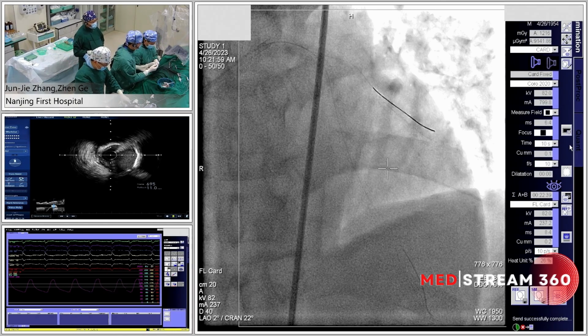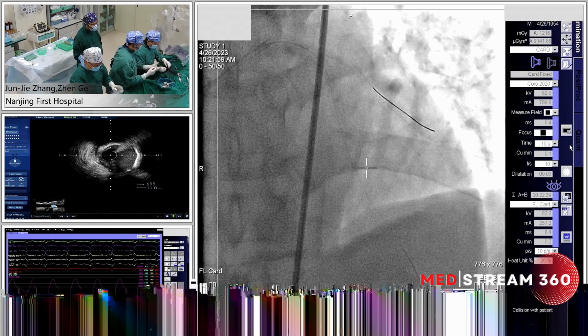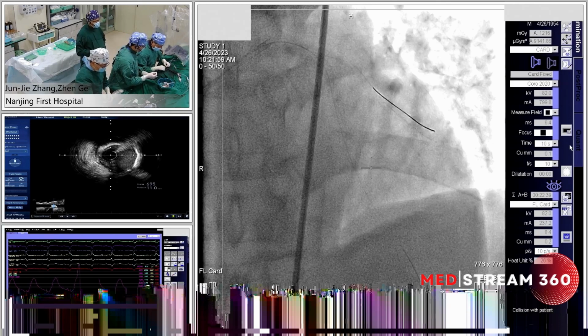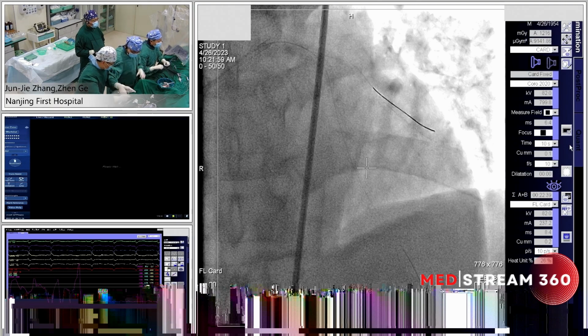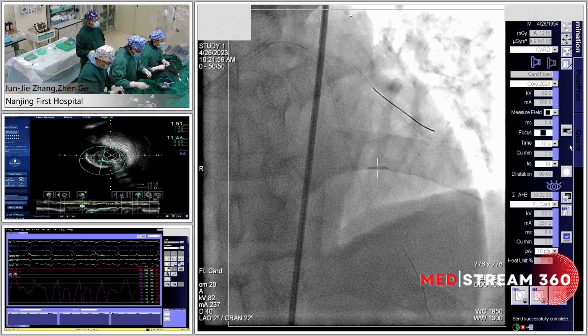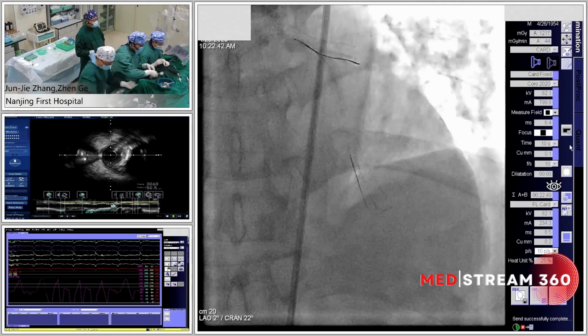What's the balloon for the crush? What's the balloon size? Based on the IVUS, we choose the 3.5 non-compliant balloon to crush the stent into the LAD. Oh, sorry.